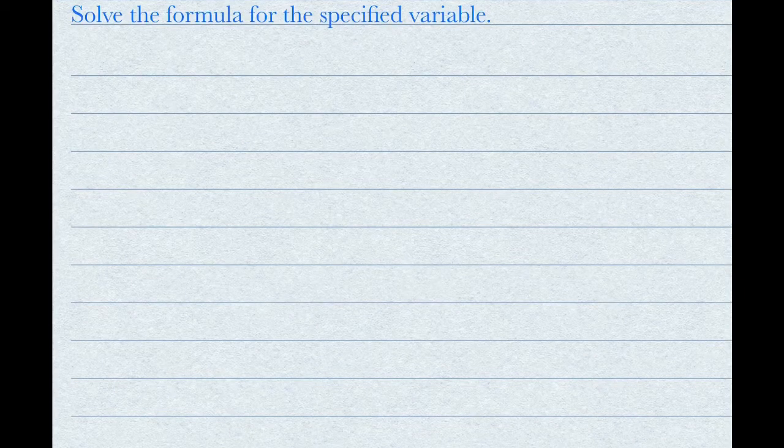This kind of a problem has you solve for a specified variable. You're usually given a real formula from one of the branches of science, and your goal is to move things around until you can isolate the specified variable that you're supposed to look for. So let's take a formula from out of physics.